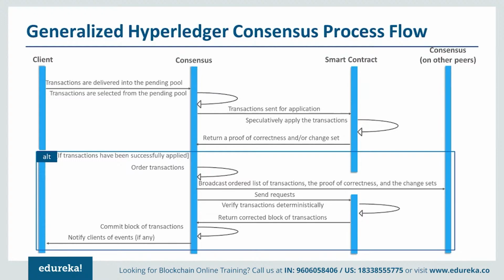These other peers are known as committer peers. And these peers, where you are running this smart contract, are known as endorser peers. And this is how you notify the events to various clients or applications that are there. So that is the generalized Hyperledger consensus process flow.